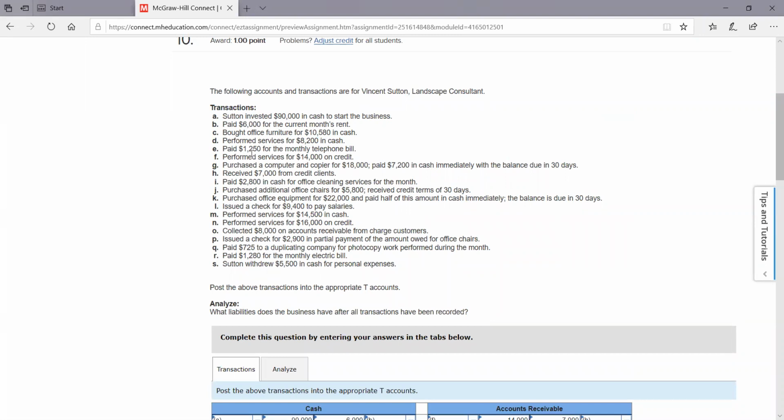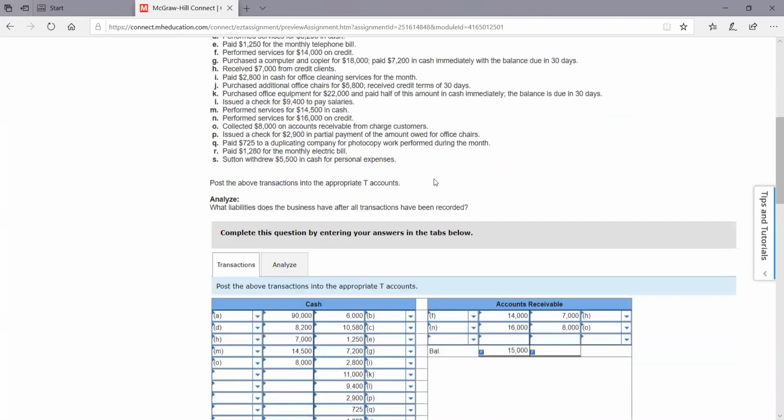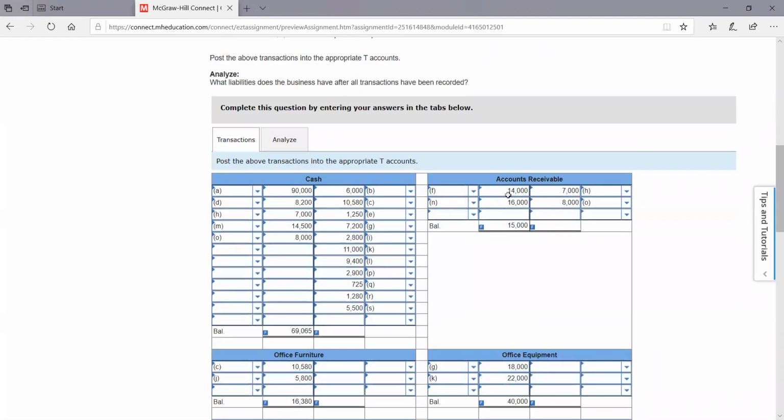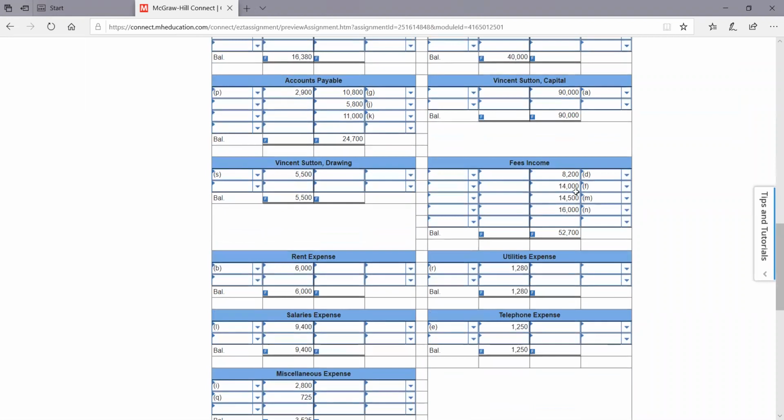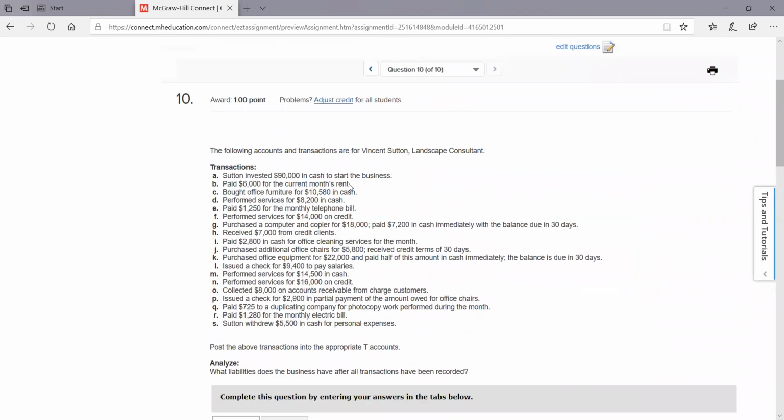Letter F, let me clear that. Again, every time you see perform services, because these are service businesses, that's going to be revenue. It says on credit, that means accounts receivable. So you should see a $14,000 debit to accounts receivable right there, and then your $14,000 credit to fees income on letter F right there.